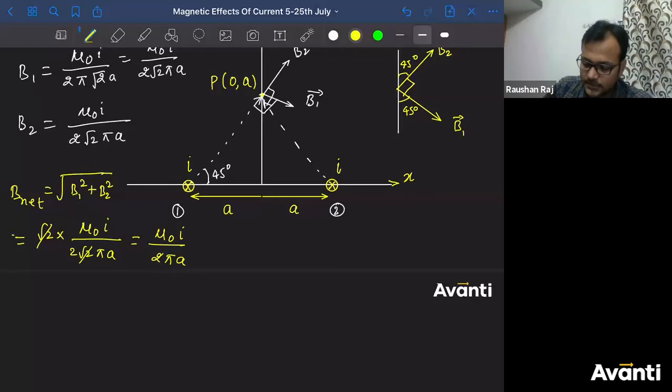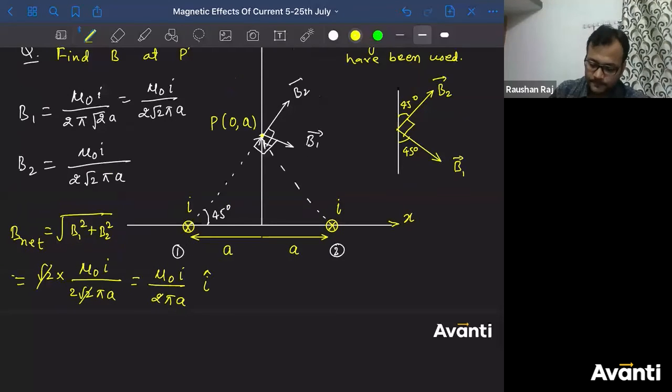And what is the direction? Along x. So I can write this as I cap. So the direction of the magnetic field is along I cap, the positive x-axis. So this is the answer for this question.